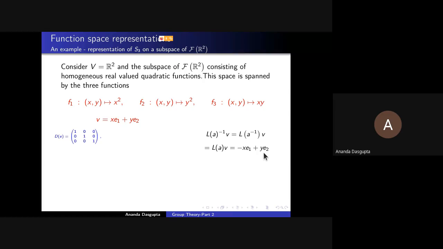E1 becomes minus E1, E2 stays E2. So LA acting on V is minus X E1 plus Y E2. So what happens to F1, F2, F3? Can anybody tell me that? XY becomes minus X comma Y. What happens to F1? What happens to F2? What happens to F3?